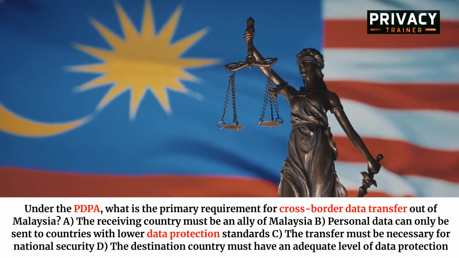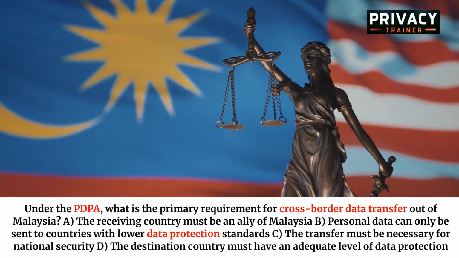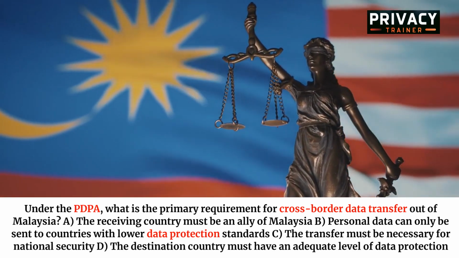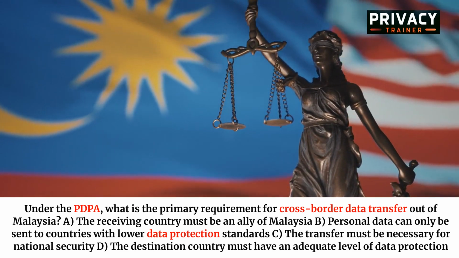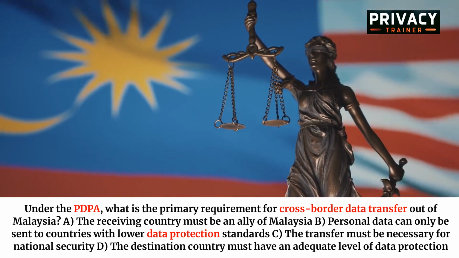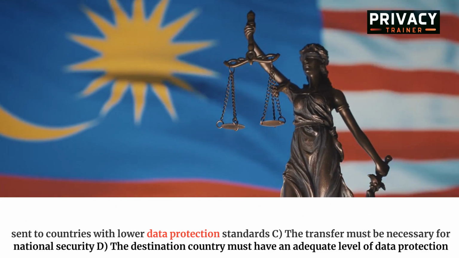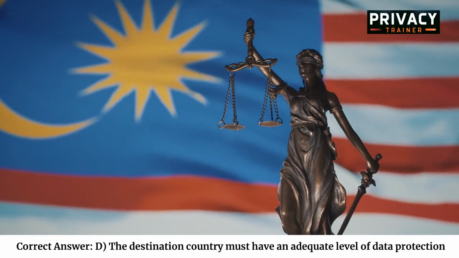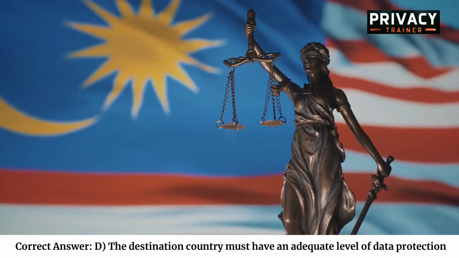Under the PDPA, what is the primary requirement for cross-border data transfer out of Malaysia? A. The receiving country must be an ally of Malaysia. B. Personal data can only be sent to countries with lower data protection standards. C. The transfer must be necessary for national security. D. The destination country must have an adequate level of data protection. Correct answer: D. The destination country must have an adequate level of data protection.